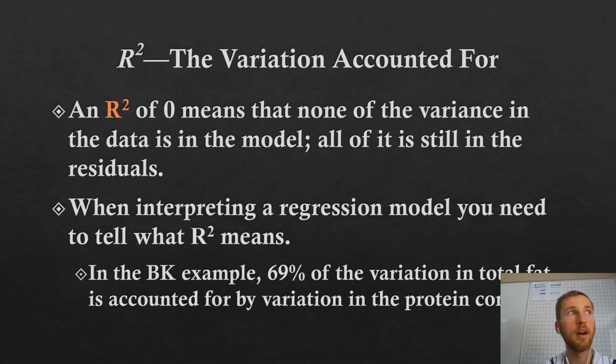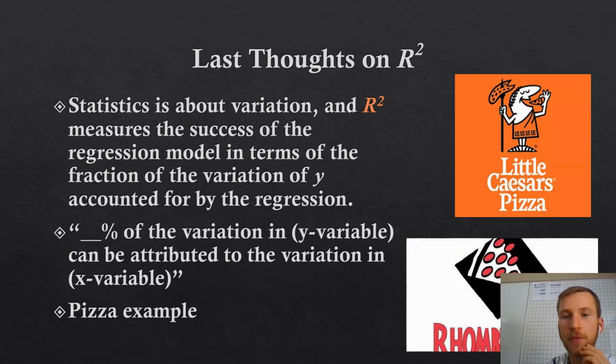But in terms of AP exam preparation, you can say that R squared percent of the variation in our y variable is accounted for by the variation in our x variable. Just some final thoughts on R squared. So at the start of the year, I said that statistics is all about variation. And what R squared does is it measures the success of the regression model in terms of the fraction of variation of y accounted for by the regression model.